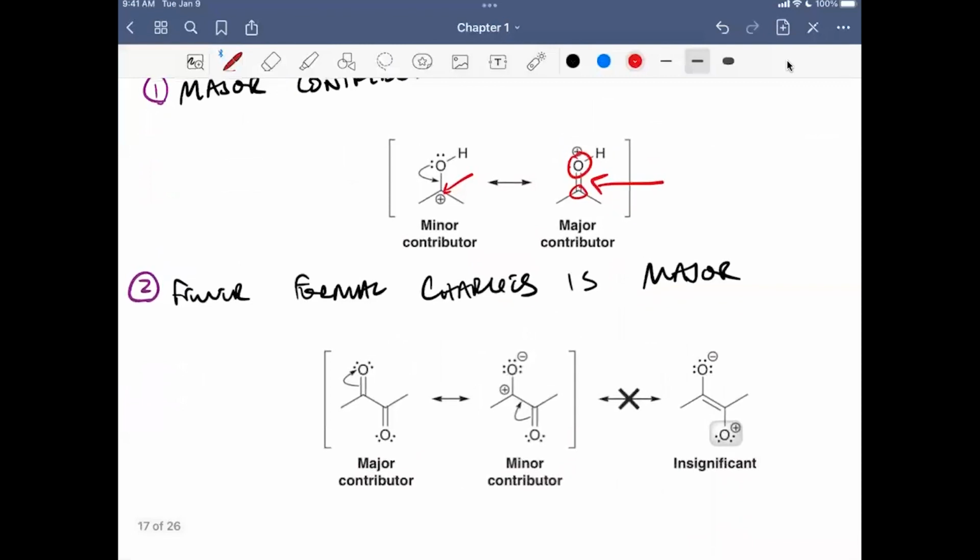Second rule is that you want the resonance structure that has fewer formal charges. So for the example I have right here, we have one that has 0 formal charge, and this one looks like it has a plus and a minus, so let's say that's 2 formal charge. So if you have these kind of structures, you want to choose the one that's major that has the fewest formal charges. And there are some examples that are great for this, so we'll get into that in this video.